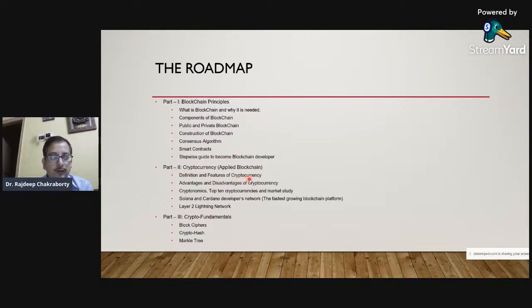Then in part two, I will cover cryptocurrency, which is an application of blockchain, its definition and features, and advantages and disadvantages of cryptocurrency. Then I will study the crypto economics with the top 10 cryptocurrencies and some market study. Then I will give the Solana and Cardano developers network concept, which are fast growing blockchain platforms, and they also have their own cryptocurrency, and then some light on the layer 2 Lightning Network. Finally in part 3, I will be giving you an idea on block ciphers, crypto hash, and Merkle tree.